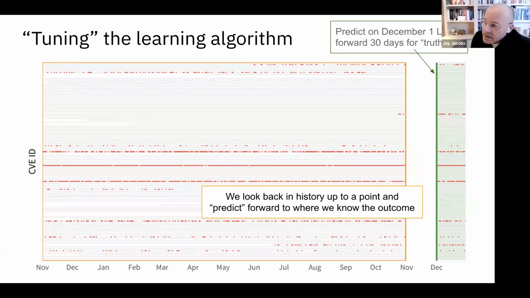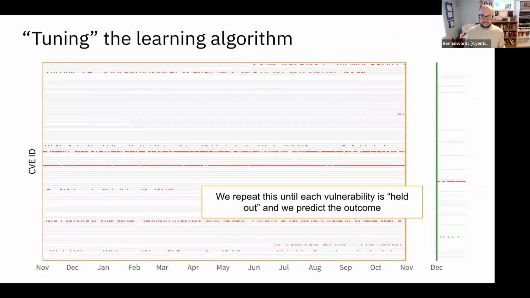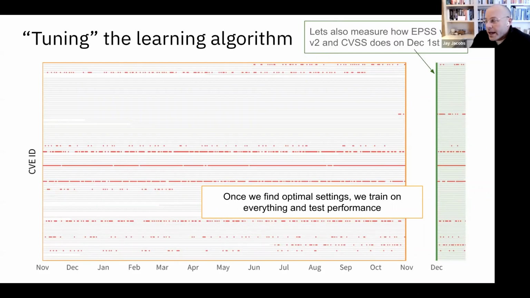But I think this is probably the key slide, where when we're training the algorithm and tuning and finding the optimal things, we're training up until, in this case, November 1st. And then we essentially skipped the month of December and had that model predict on December 1st. Then we looked at the exploitation in December, like we did in the previous charts, to say, how did that model perform? And we've got some different techniques that we apply as well.